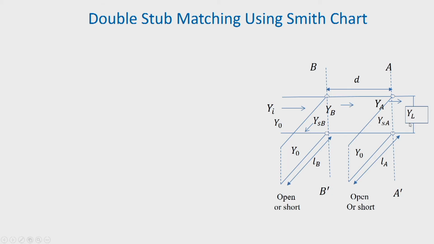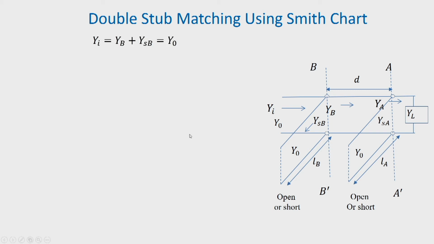As shown in the figure, Y_L is the load admittance which has been transformed to the location of the first stub, and the two stubs are connected, separated by a distance d. We have the reference locations A' and B' at the location of the two stubs.